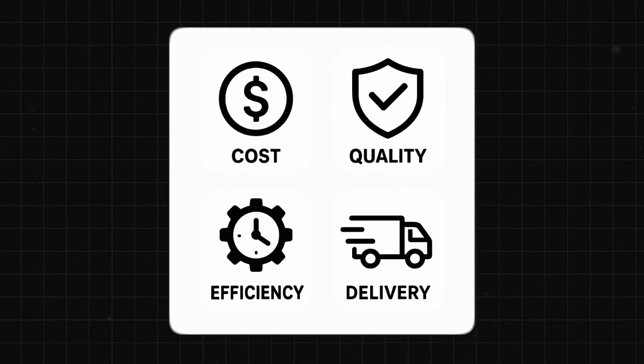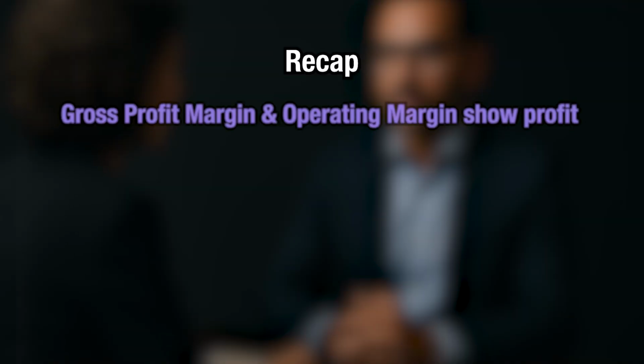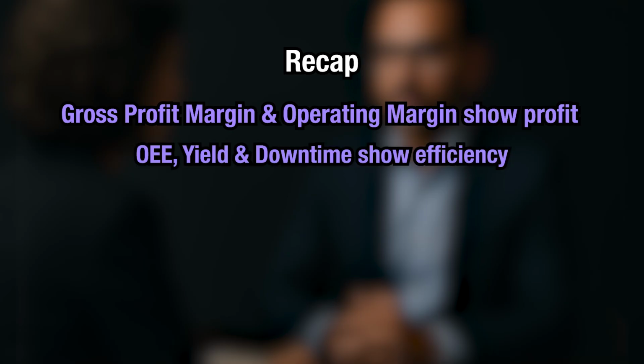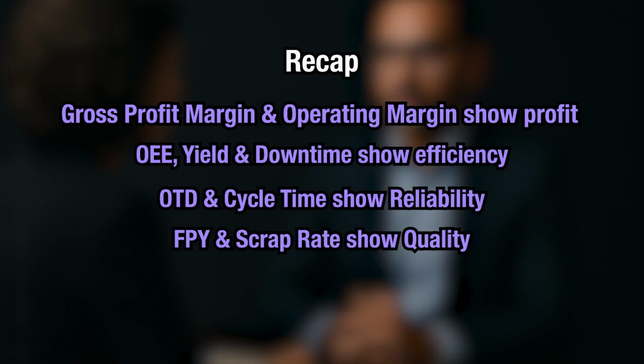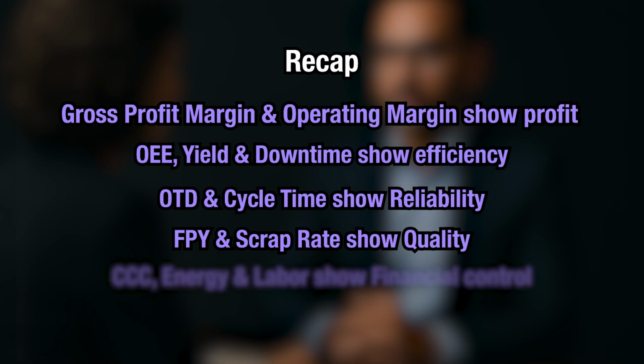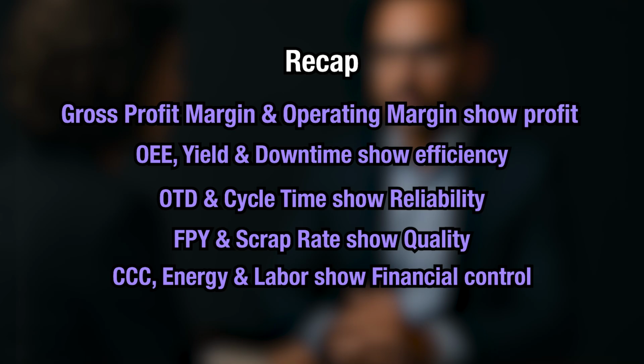Every KPI tells a different part of your manufacturing story. When you connect them, the cost, quality, efficiency, and delivery, you get a 360-degree view of your factory's performance. Let us quickly recap. The gross margin and the operating margin show the profitability. The OEE, yield, and the downtime show your factory efficiency. The on-time delivery and the cycle time show reliability. The first pass yield and the scrap rate show quality. And finally, the cash conversion cycle, the energy rate, and the labor rate show financial control. If you track them regularly, you will not just make good products, you will master the manufacturing business.